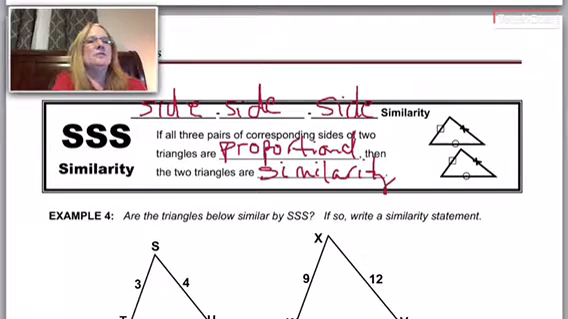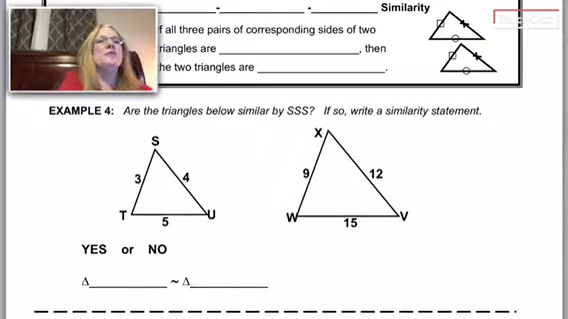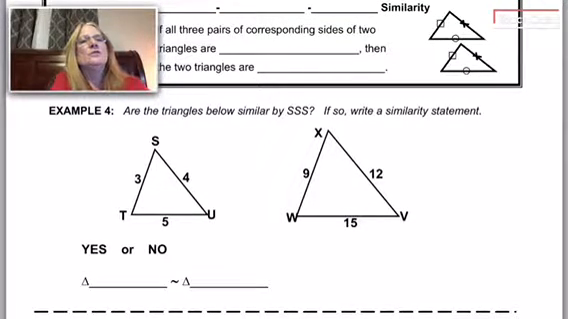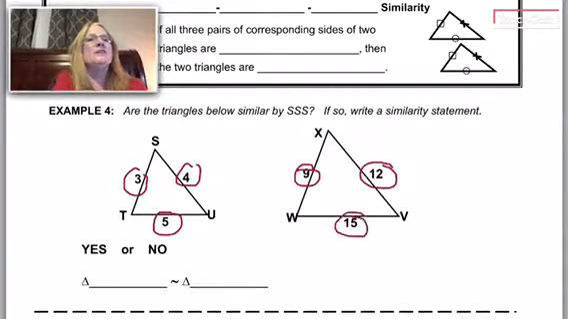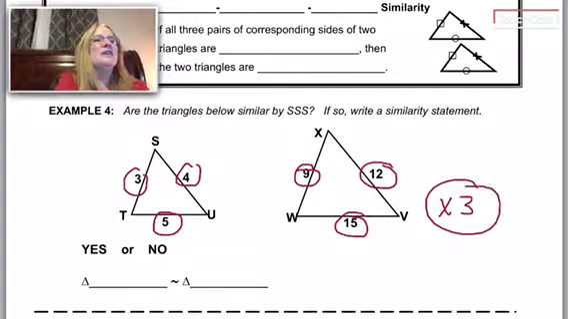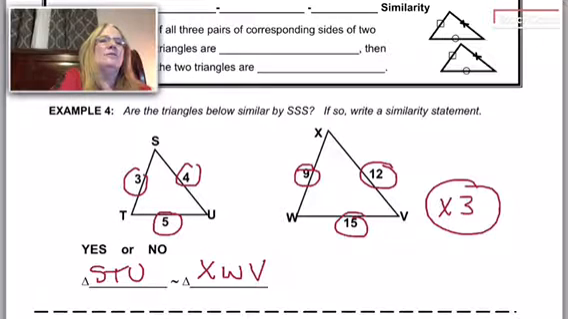Or in this case, let me scroll up a little bit now. Again, we can use proportions or we can use scale factor. And the one thing that I notice right away is I have a 3 and a 9. Well, 3 times 3 is 9. I have a 4 and a 12, and 4 times 3 is 12, and 5 times 3 is 15. So this one here, I can see that I have a scale factor of times 3. So I know I have side, side, side similarity. So if I put STU for the first one, I have to put XWV for the order of the following one.